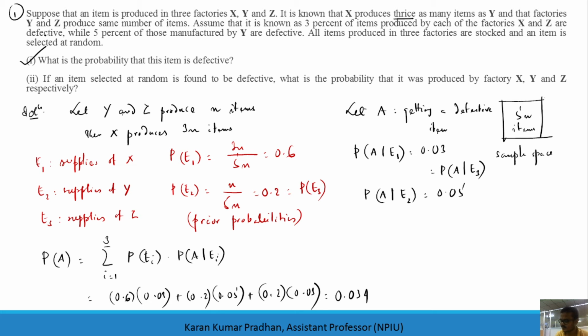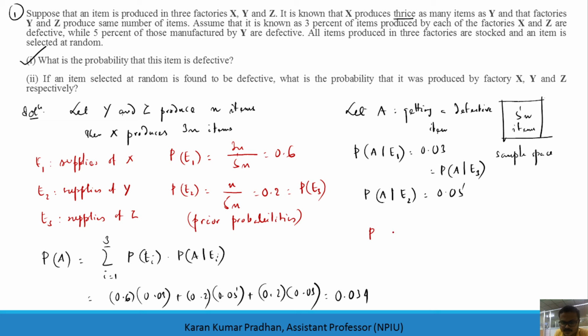So now let's go for the second part. If an item selected at random is found to be defective, what is the probability that it was produced by the factory X, Y and Z respectively? So now you make use of the posterior probabilities you have. I am directly writing here, you make the note properly.